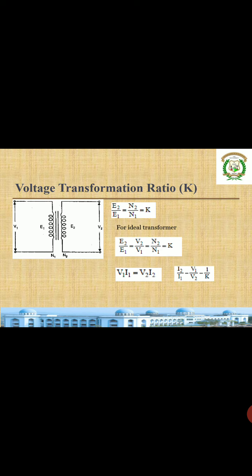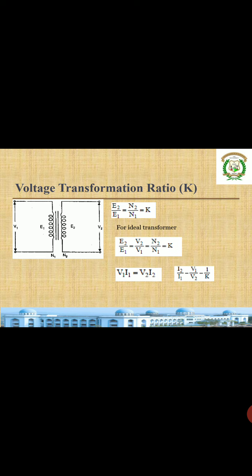We are going to get that E1 is equal to 4.44 f n1 phi m. So this is your EMF equation, and E1 is equal to V1 and E2 is equal to V2 in the case of ideal transformers.